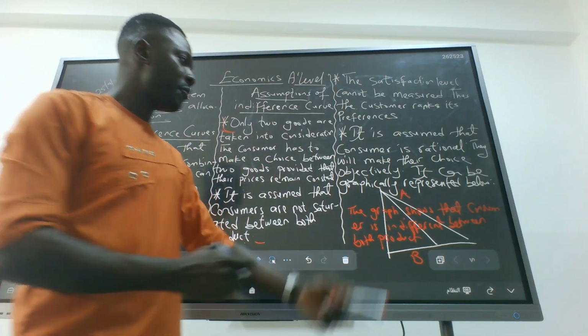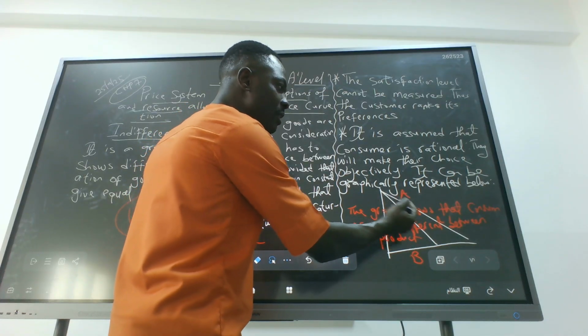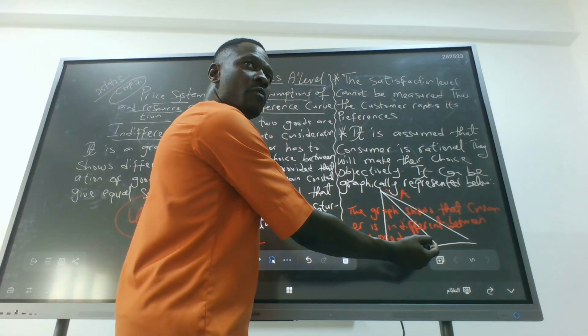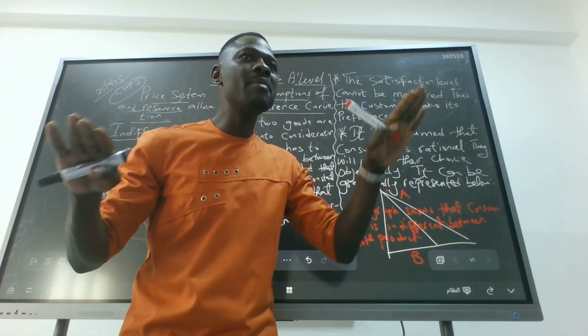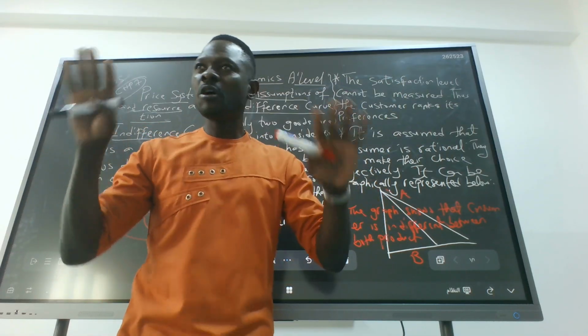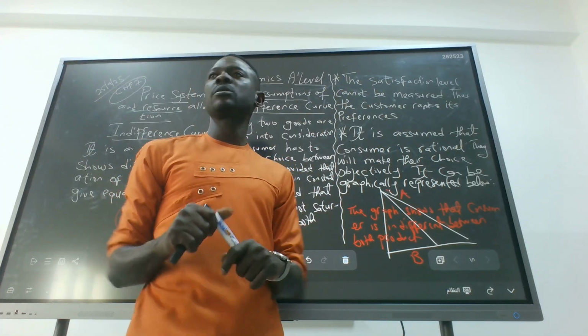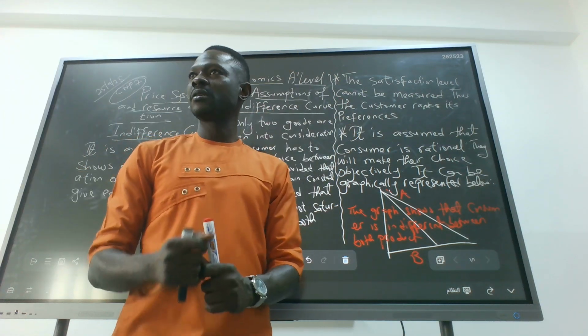So look at the graph here. This is product A and this is product B. It is assumed that the consumer increases his consumption of product A, reduces his consumption of product B. That is indifference curve. It's not buying them at the same level. The consumer is not behaving the same way in the consumption of both products. And both products can give equal satisfaction.